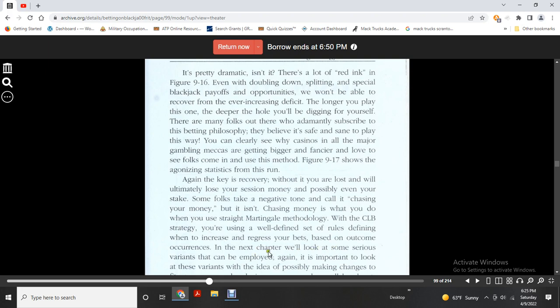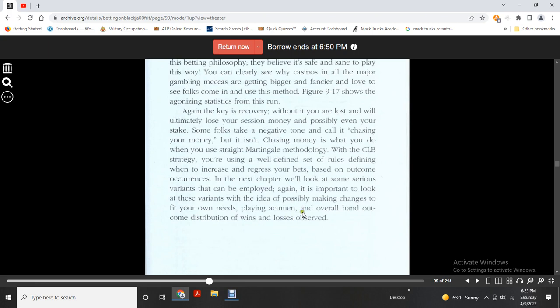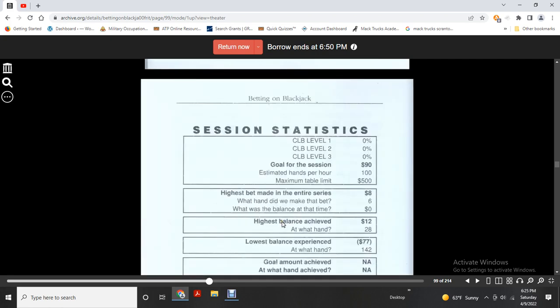Next chapter, we will look at some of the theory of the variants employed. Again, it's important to look at these variants with the idea of possibly making changes to fit your own needs, playing a session, overall handout, distribution of wins and losses observed.